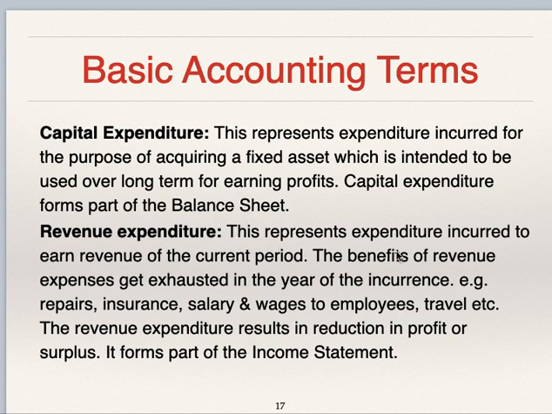Revenue expenditure. This represents expenditure incurred to earn revenue of the current period. The benefit of revenue expenses gets exhausted in the year of incurrence. For example, repairs, insurance, salary and wages to employees, travel, etc. Revenue expenditure results in a reduction in profit or surplus. It forms part of the income statement, which is the profit and loss account. So revenue expenditure is recurring in nature. It is repetitive in nature. The businessman incurs spend on account of this expenditure every month, every year, repetitively. The benefit of this revenue expenditure gets exhausted in that year itself. It is not available in future and it is shown in the profit and loss account.